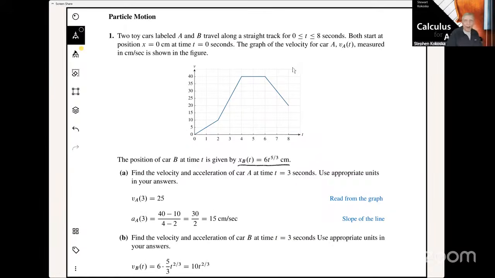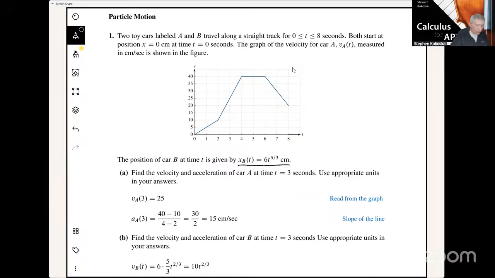All right, so here we go. The first one is there are two toy cars labeled A and B, and they're traveling along the straight track for 8 seconds. So you can kind of think of this as a racetrack with two cars side by side. So both start at position 0 at time t equals 0 seconds. And this is a very typical sort of AP problem here.